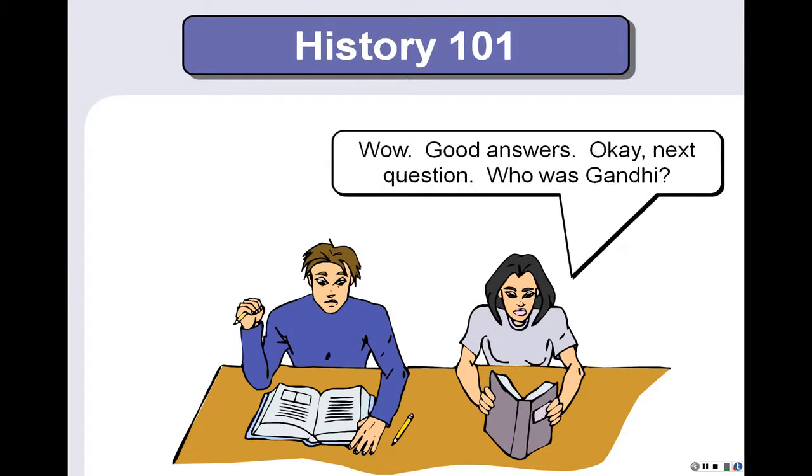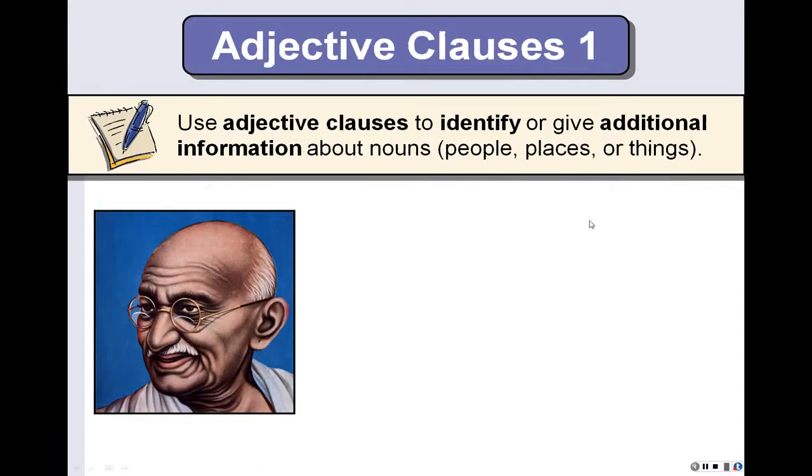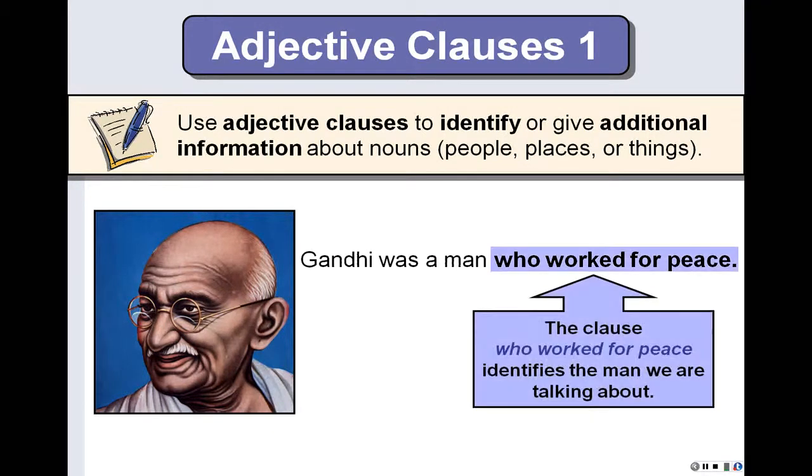Wow, good answers. Okay, next question. Who was Gandhi? We use adjective clauses to identify or give additional information about nouns, people, places, or things. Gandhi was a man who worked for peace. The dependent clause, who worked for peace, identifies the man we are talking about. Which man? The man who worked for peace.